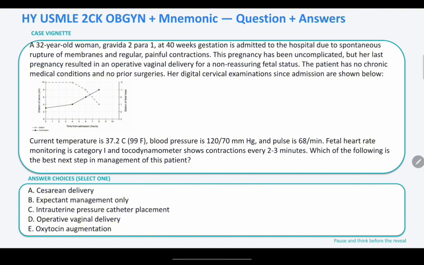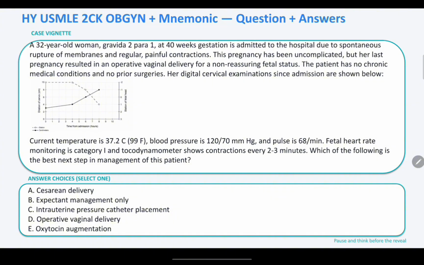Why not C and E? Intrauterine pressure catheters measure the strength of the contractions, and oxytocin makes them stronger. We consider these for labor protraction, meaning when labor slows down to less than 1 cm every 2 hours. Our patient is progressing at 1 cm per hour, which is excellent. Her contractions are adequate, so she does not need this.